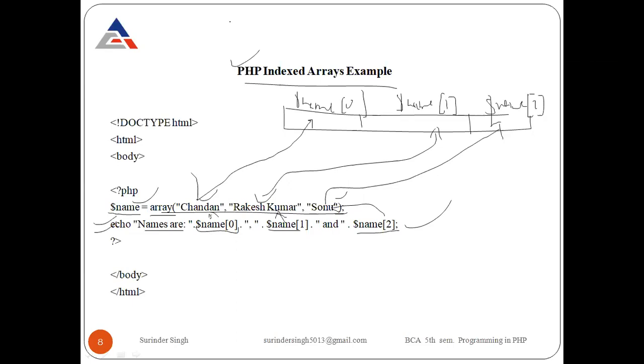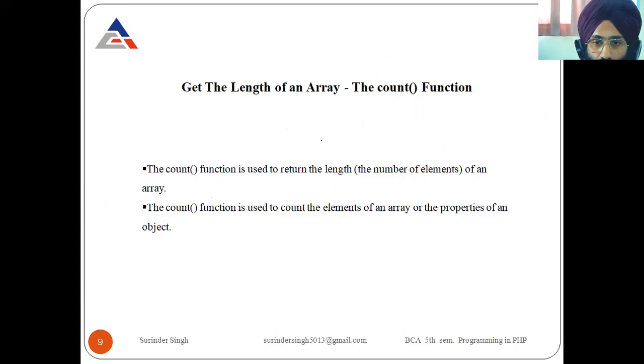But if you want to use these arrays in a loop, like a for loop or while loop, how can you use them? For this you first have to get the length of the array, that is the total number of elements in an array. For getting the total number of elements of an array, we have the count function. The count function is used to return the length, the number of elements of an array, clear. It also works on objects for calculating their properties.